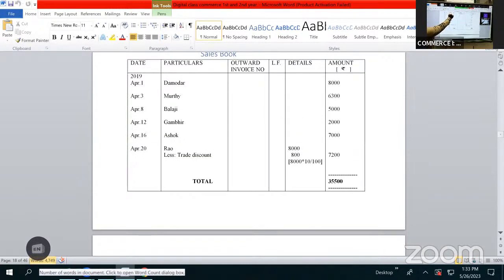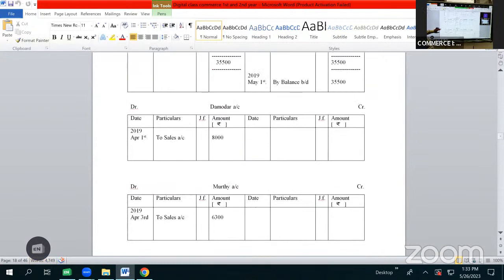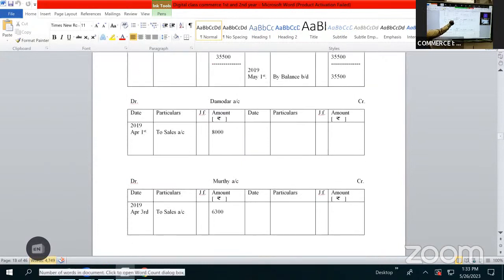We'll be preparing accounts of Damodar, Murthy, Balaji, Gambhir, Ashok and Rao. So first we'll be preparing Damodar account. Here we'll be taking the format as date, particulars, journal folio, amount rupees, date, particulars, JF journal folio, amount rupees. Towards extreme left we'll be writing DR debit. Towards extreme right we'll be writing CR credit and the name will be taken as Damodar.